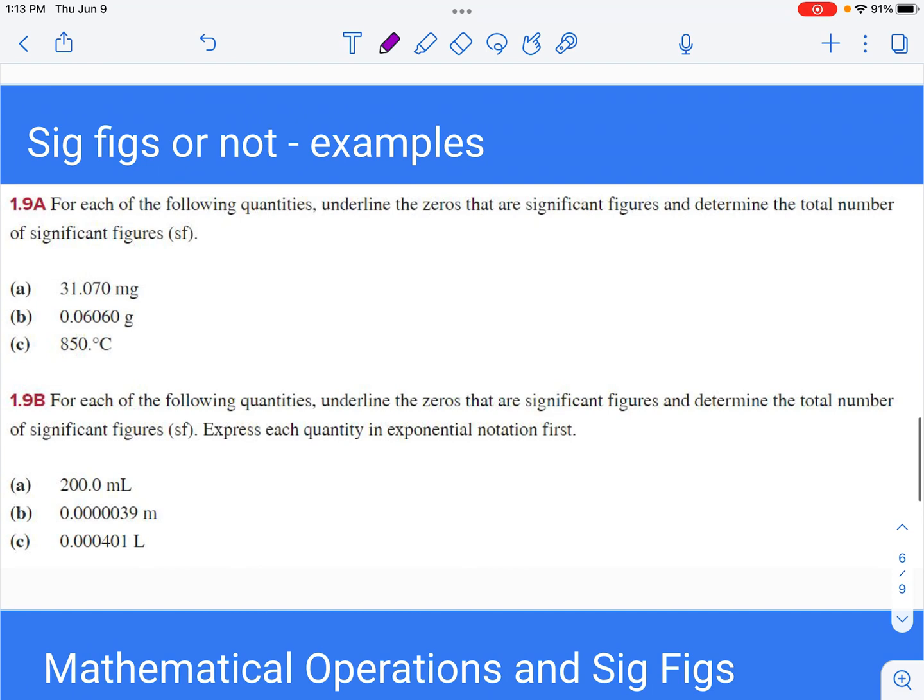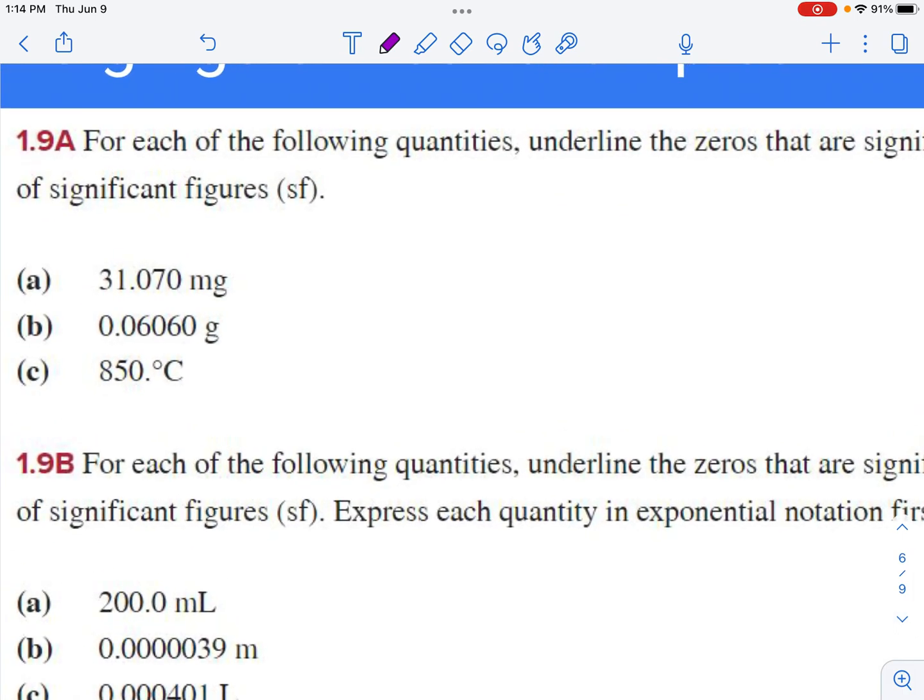So let's practice. I'm going to do a few for you here, and then you can practice in the practice problems. So we're going to underline the zeros that are significant and determine the total number of sig figs. So I look at this as now 31.070. I see a decimal in this number, which means that the 0 at the end to the right is significant, and zeros in the middle are always significant. So this is a total of 5 sig figs.